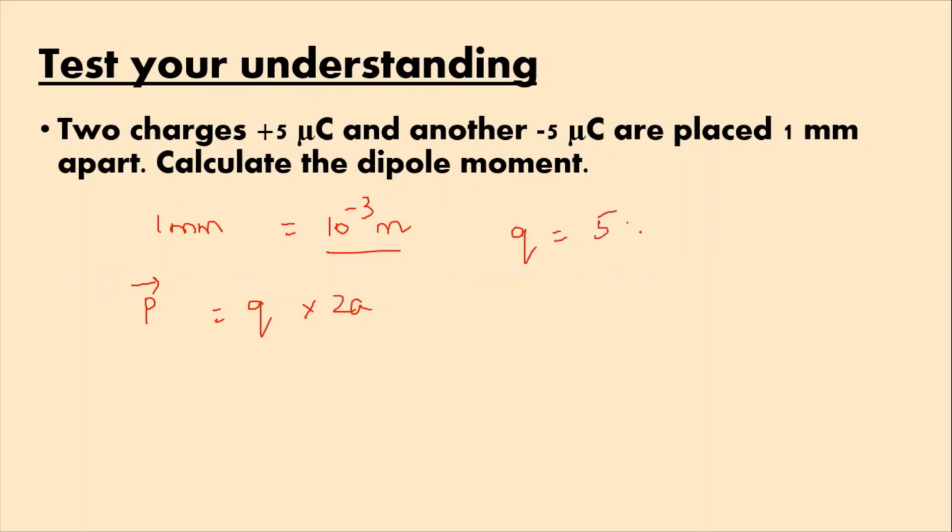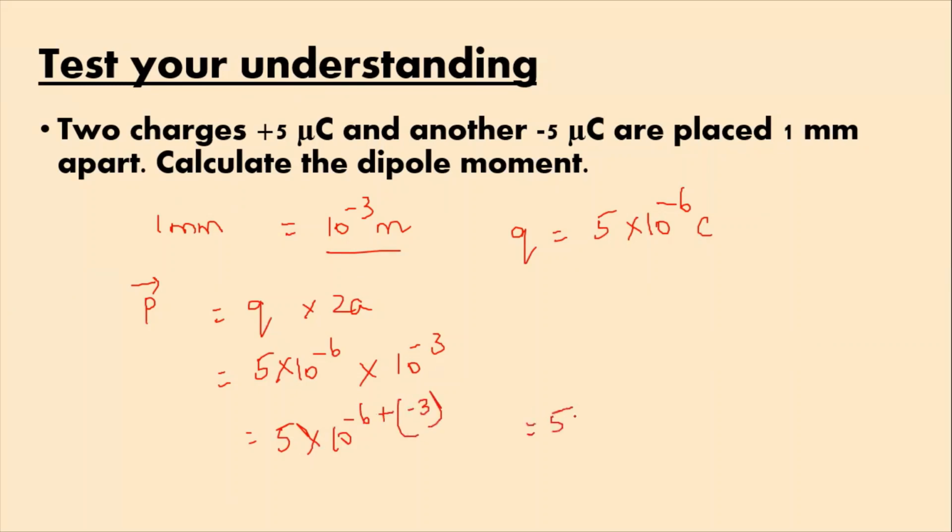So our 2A is 10 power minus 3 meter and our Q is 5 microcoulomb. Micro means 10 power minus 6. So 5 microcoulomb is 5 into 10 power minus 6 coulomb. So 5 into 10 power minus 6 into 10 power minus 3. You will get 5 into 10 power minus 6 plus minus 3, so it will become 5 into 10 to the power minus 9 coulomb per meter. Okay, please don't forget the unit. SI unit is very important.